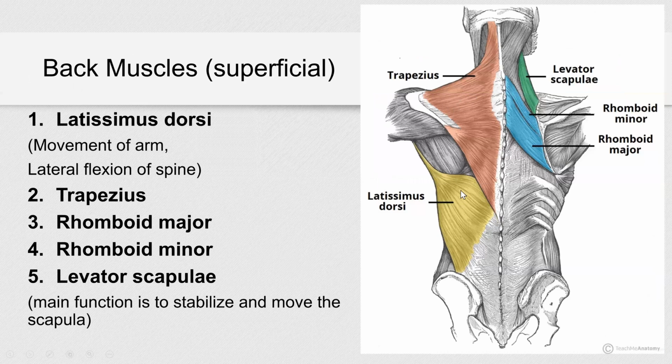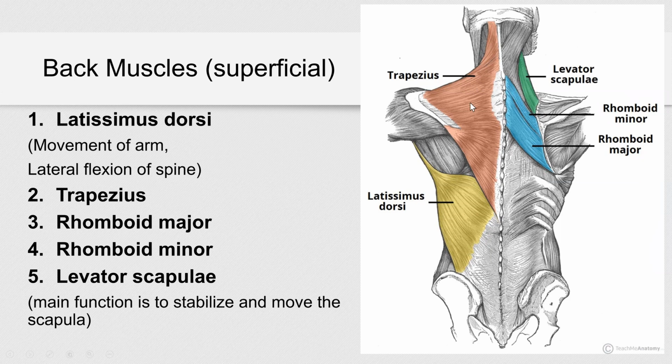So here you can see superficial muscles of the back. We have trapezius muscle. We have latissimus dorsi, that is inferior to trapezius. And deep to trapezius, we have our rhomboid minor and major. And we already saw this levator scapulae in the posterior triangle of the neck. So the main function is to stabilize and move the scapula. But for latissimus dorsi, the main function is to move your arm. And it's involved slightly in lateral flexion of the spine.